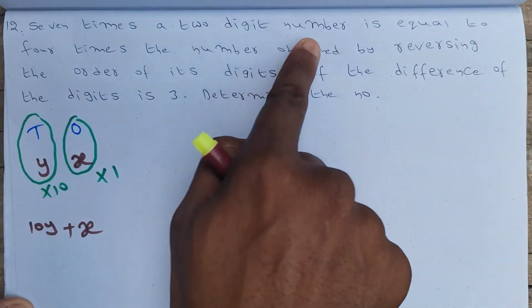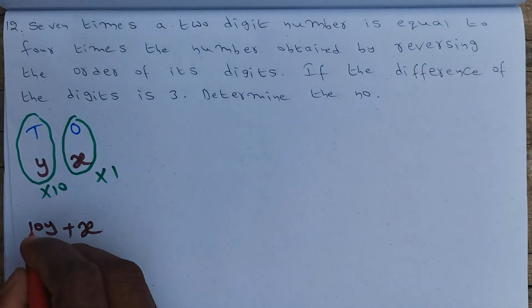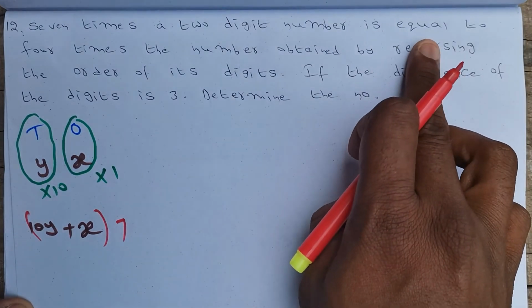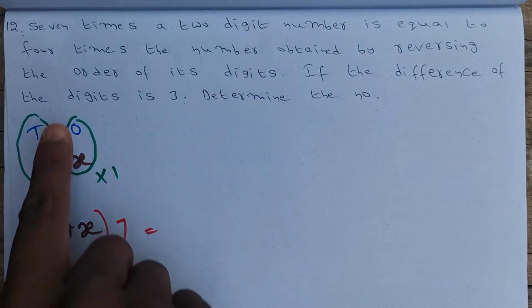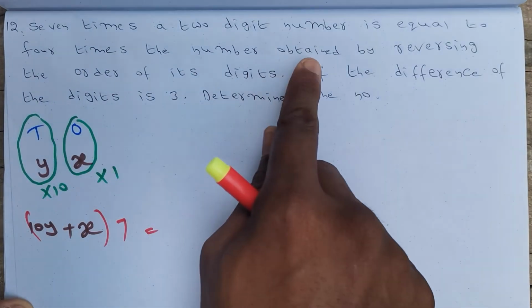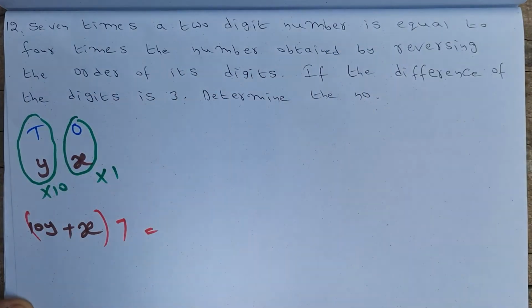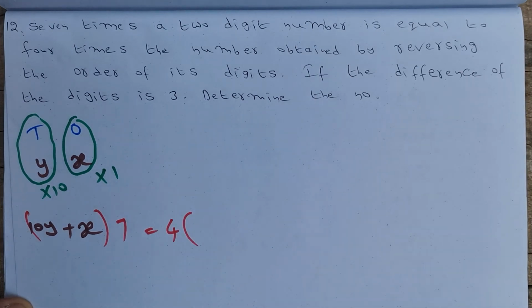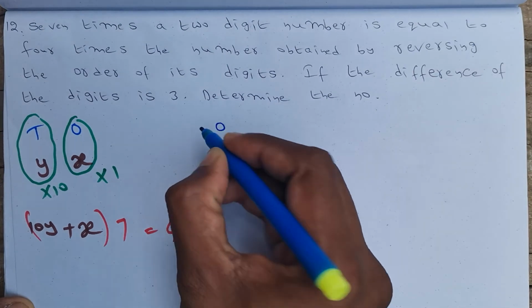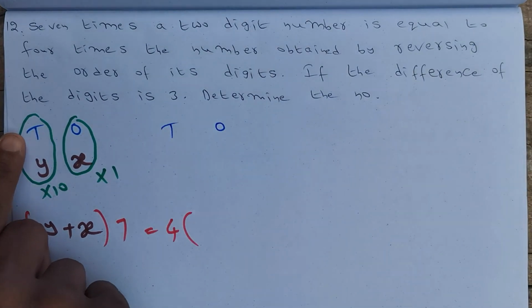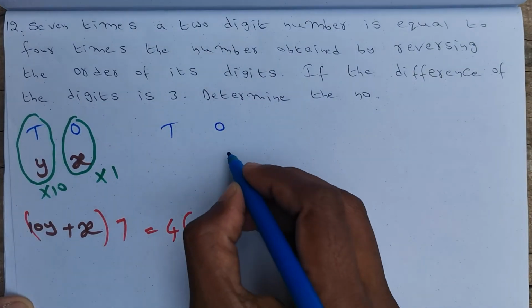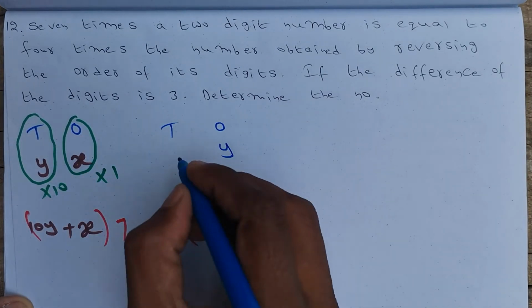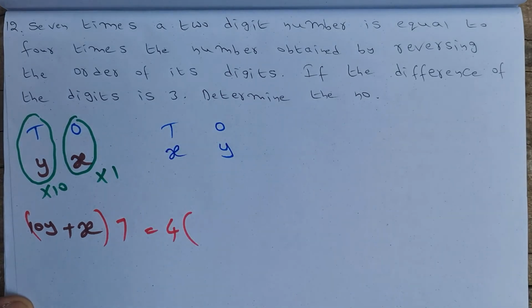7 times a 2-digit number. This number multiplied by 7 is equal to 4 times the number obtained by reversing the digits. So, ones place, tens place. Previously the tens place is y, now it will come to the ones place. The ones place is x, and now it will come to the tens place.